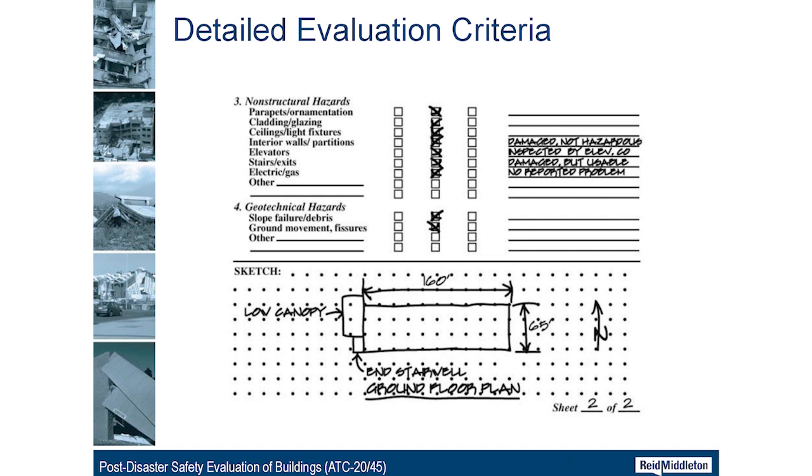Continue on the detailed evaluation criteria, non-structural hazards. Here you can write in parapets, architectural ornamentation, ceilings, light fixtures, all the stuff inside and outside the building that could potentially be primarily a falling hazard. Yes, no, unknown, and any comments. So they identify damage, not hazardous. Elevators, they say inspected by elevator company.